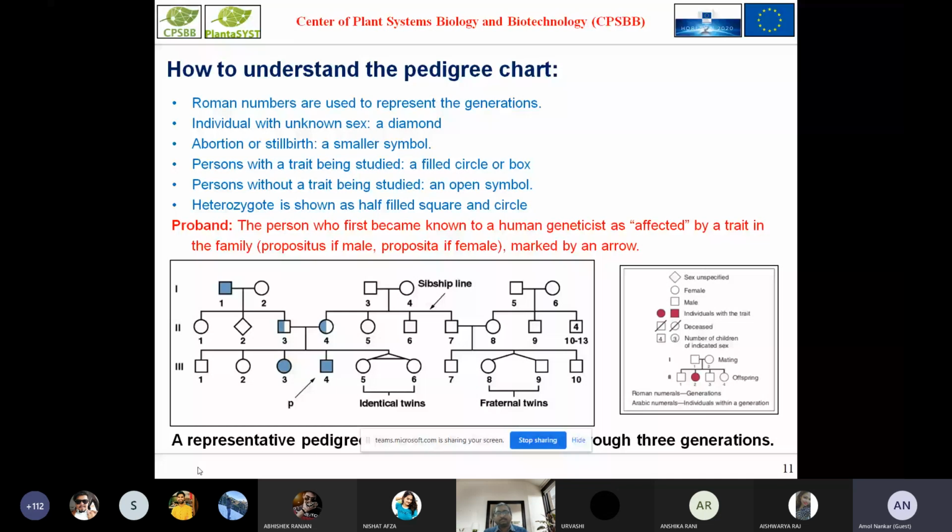What you need to know is that the Roman numerals show the generation, the Arabic numerals show the individuals within a generation, and what a marriage line or mating line and a sibship line are. It is important for us to understand the inheritance of the trait. Is that clear?